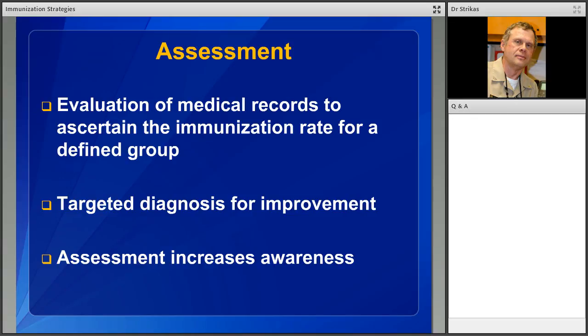Assessment refers to the evaluation of medical records to ascertain the immunization rate for a defined group of patients, as well as to provide targeted diagnosis for improvement. This step is essential because several studies have documented that most healthcare providers, while supportive of immunization, did not have an accurate perception of their own practices' immunization rates. Pediatricians in these studies greatly overestimated the proportion of fully immunized children in their practices. Assessment increases awareness of a provider's actual situation and provides a basis for subsequent actions by provider staff.